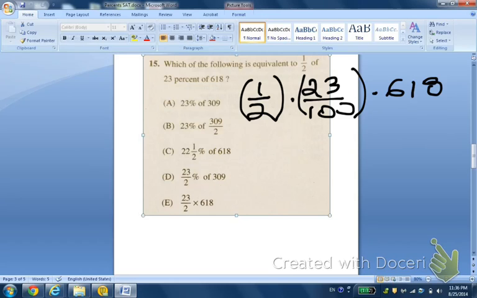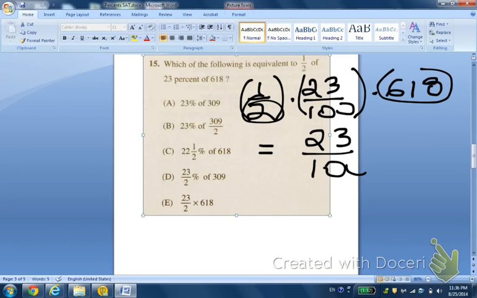If you guys notice right away, 618 divided by a half, if you divide these two, you can just say 618 divided by a half is 309. So this could be rewritten as 23% times 309. And if you guys notice, these are one of the answers. 23% of 309 is answer A. So that's the correct answer. Again, the trick here is to notice that 618 over 2 can be written as 309. And basically the answer pops up right away.